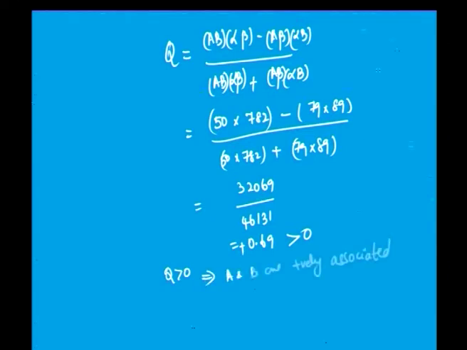A and B are positively associated, which implies there is a high degree of association between darkness of eye colors of fathers and darkness of eye colors in sons. That means if the eye color of the father is dark, the eye color of the sons also is dark. That is the information we have arrived at from the data given in the question.